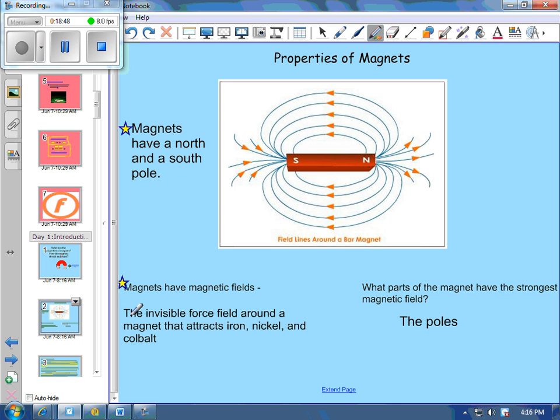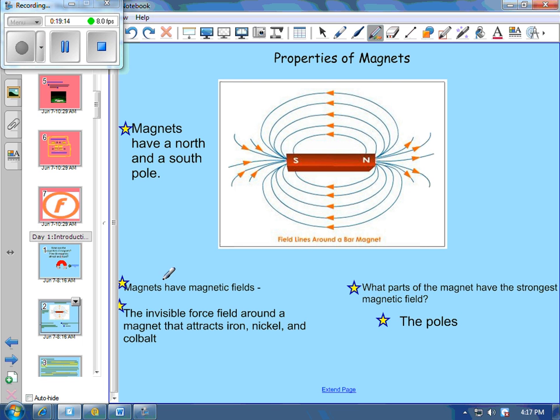And the invisible force field around a magnet that attracts iron, nickel, and cobalt, well, that is a magnetic field. Sorry if I said that strange. So a magnetic field is the invisible force field around a magnet that attracts iron, nickel, and cobalt. And what parts of the magnet have the strongest magnetic field? That is the poles.